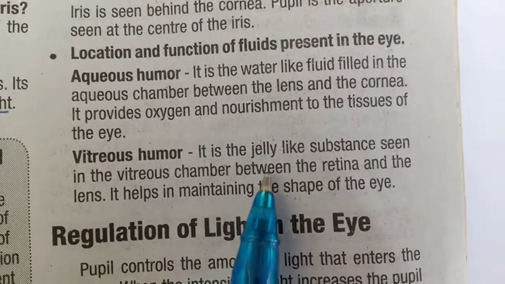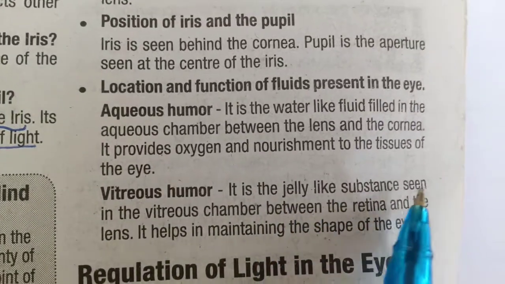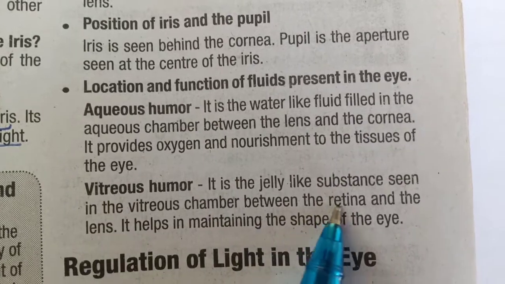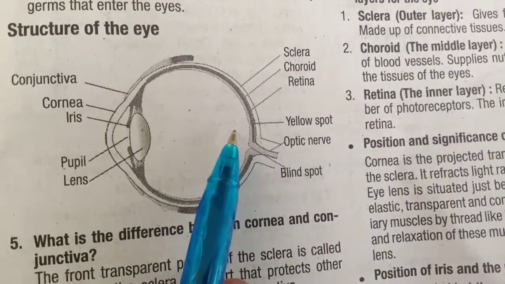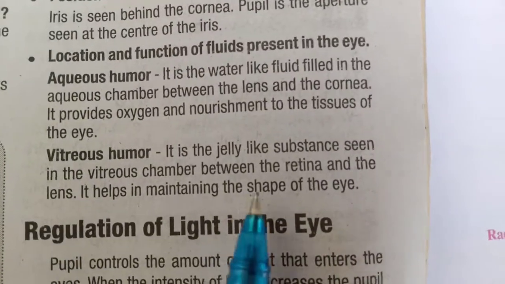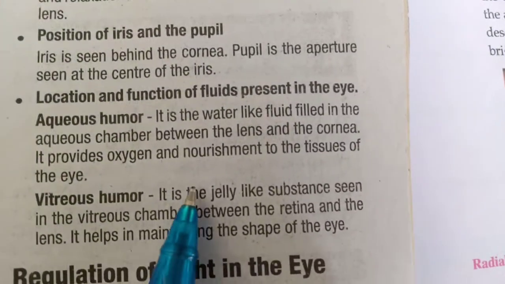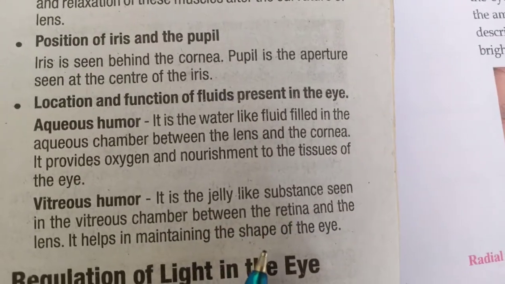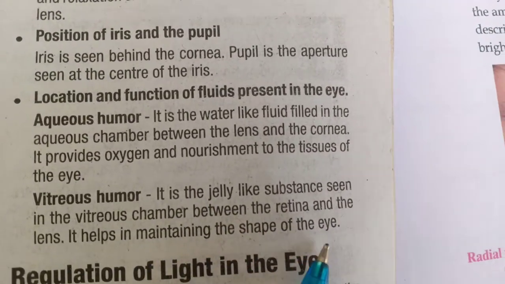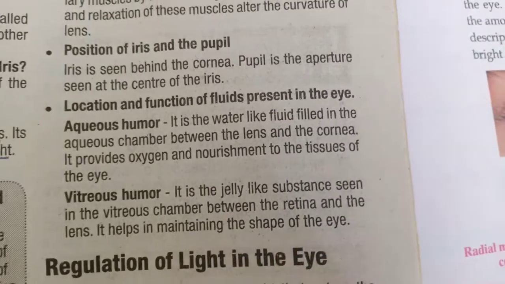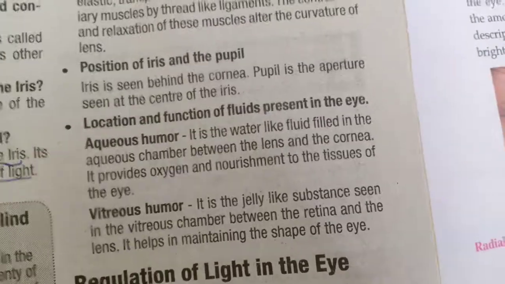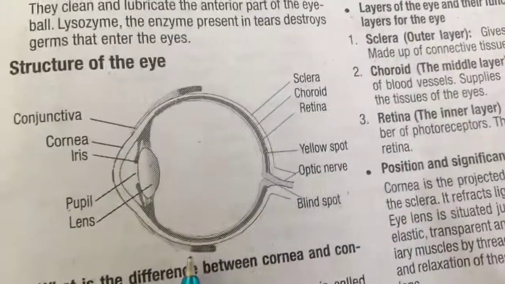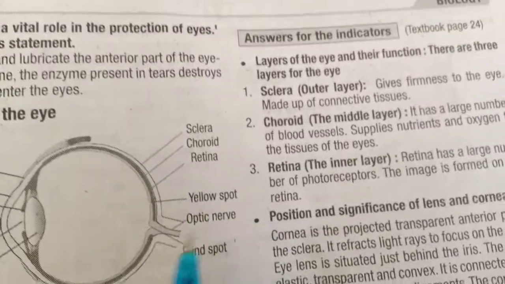Then vitreous humor is a jelly-like substance seen in the vitreous chamber between the retina and the lens. In this portion between the retina and lens we have vitreous humor. This jelly-like substance helps in maintaining the shape of the eye as it is. Then the next one is the retina.